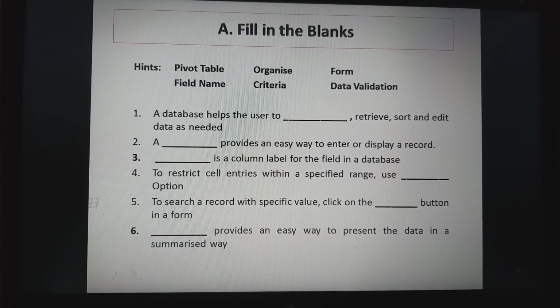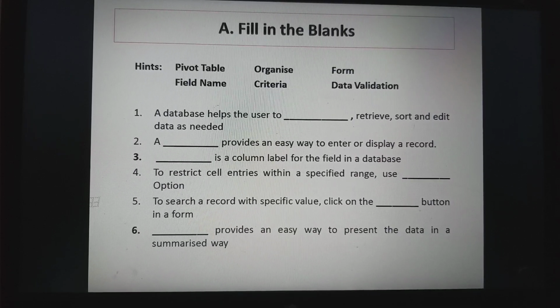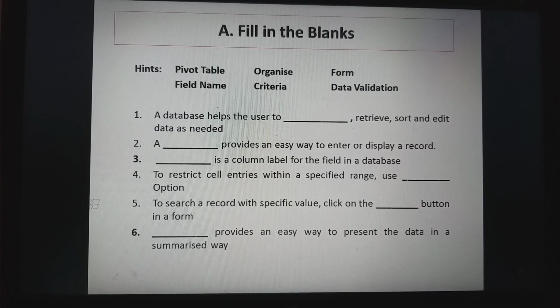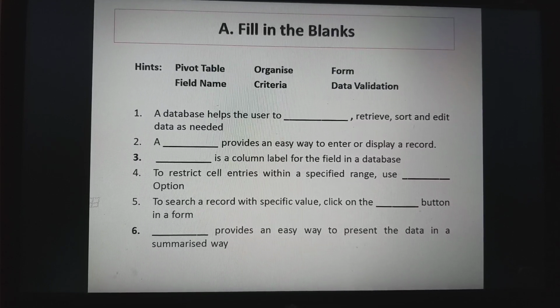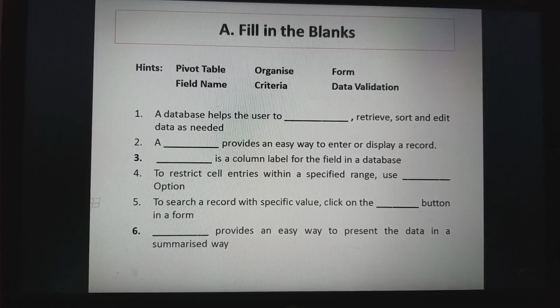Okay, now see number 3. Dash is a column label for the field in a database. So from the hint you find out the answer. It will be field name, because field name is the column heading which contains one type of information.